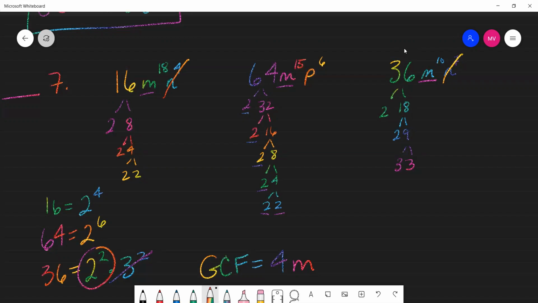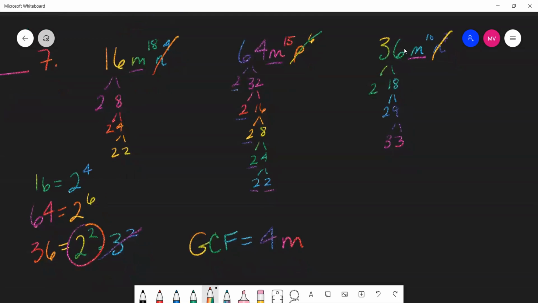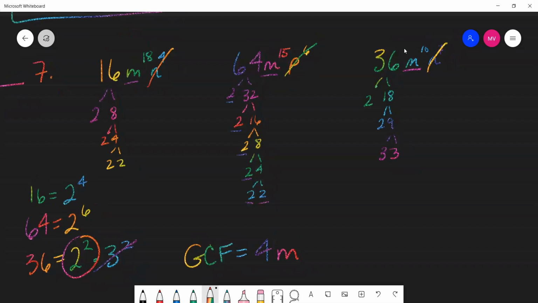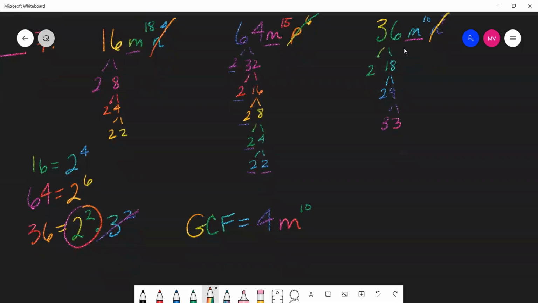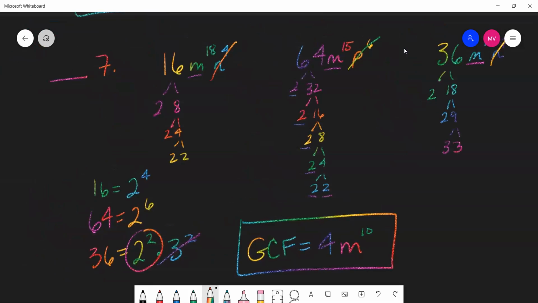Now you can look at that second number and you see that it has a p to the 6th, and there is no p variable in any of the other numbers. So you would mark through that one. It's not going to work. So m is our only variable that can be part of our greatest common factor. All right, so m, which one has the smallest exponent of 18, 15, and 10? So it's m to the 10th power. All right, so your greatest common factor is 4m to the 10th.